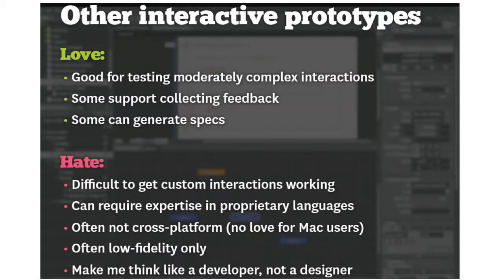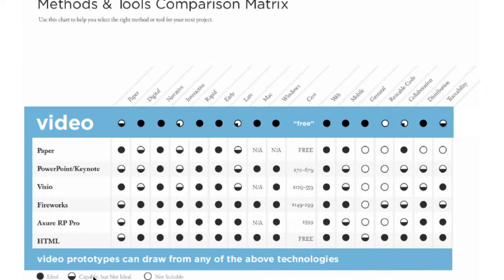So here's a matrix that compares different tools. You've got video prototyping at the top, then paper, PowerPoint. I didn't talk about Visio, but Visio is a graph layout tool, and Fireworks and Azure are web design and screen design tools, and HTML as well.